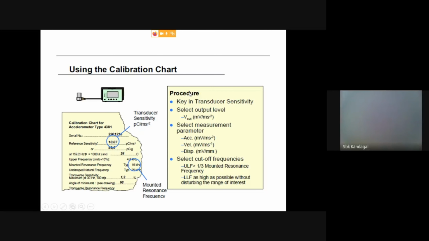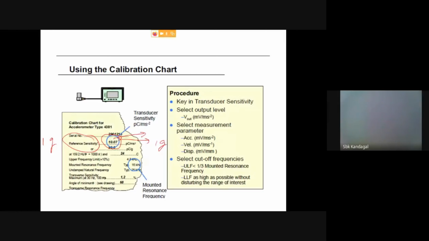So for each accelerometer, the manufacturer will give a sensitivity chart. You note down this one. This sensitivity number has to be put into the preamplifier setting. Then only, if I give 1G, you will give 1G output.